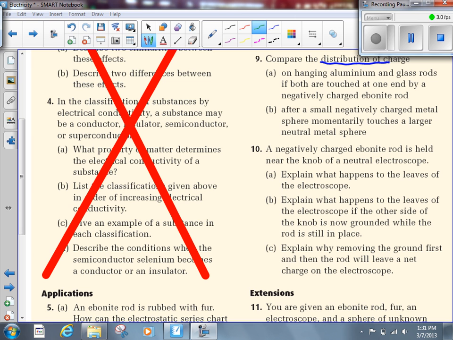Right? Number 10 says a negatively charged ebonite rod is held near the knob of a neutral electroscope. Explain what happens to the leaves of the electroscope. Well, we know what happens to the leaves of the electroscope, right? They spread apart. But why do they spread apart? If this is the top of the electroscope, this is the copper rod that hangs down, and then these are the two little metal foil leaves of the electroscope. Then when we hold a negatively charged ebonite rod, or negatively charged anything else for that matter, nearby, that's going to push negatives down from the ball of the electroscope down into the leaves.